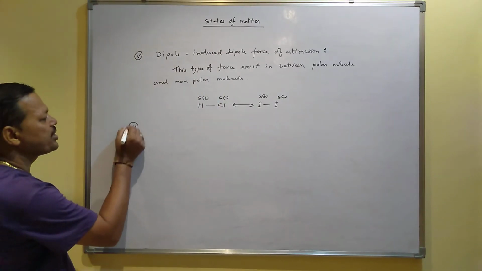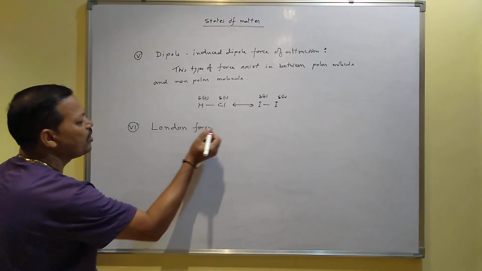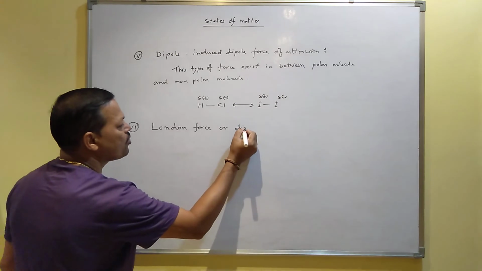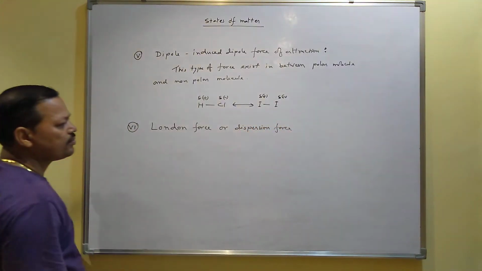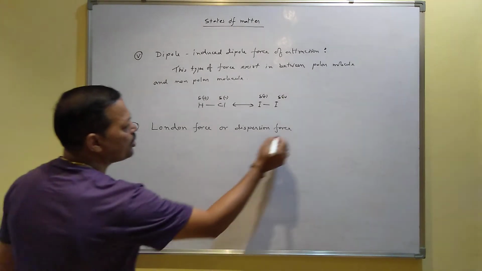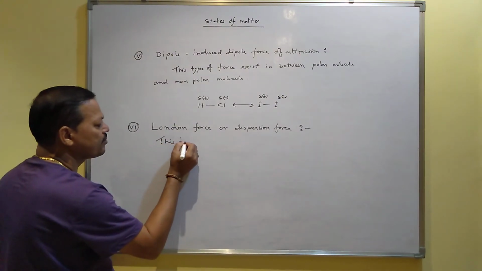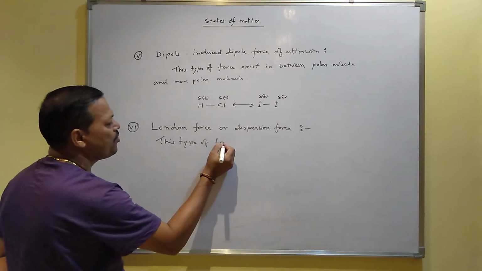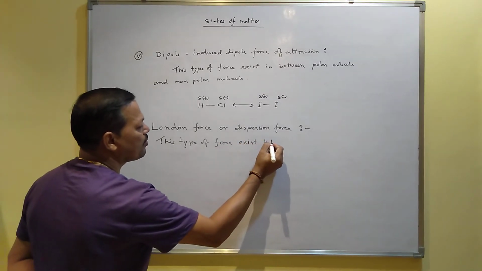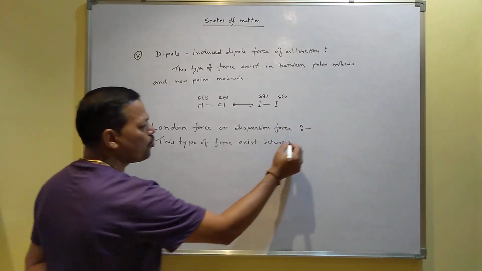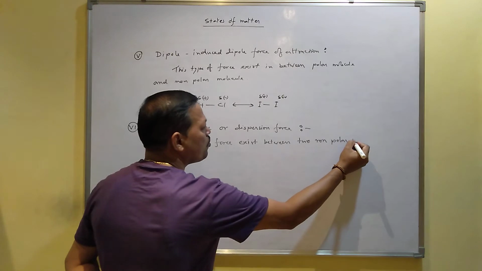And the last one, number 6, is called London force, or it is also called dispersion force. This type of force exists between two non-polar molecules.